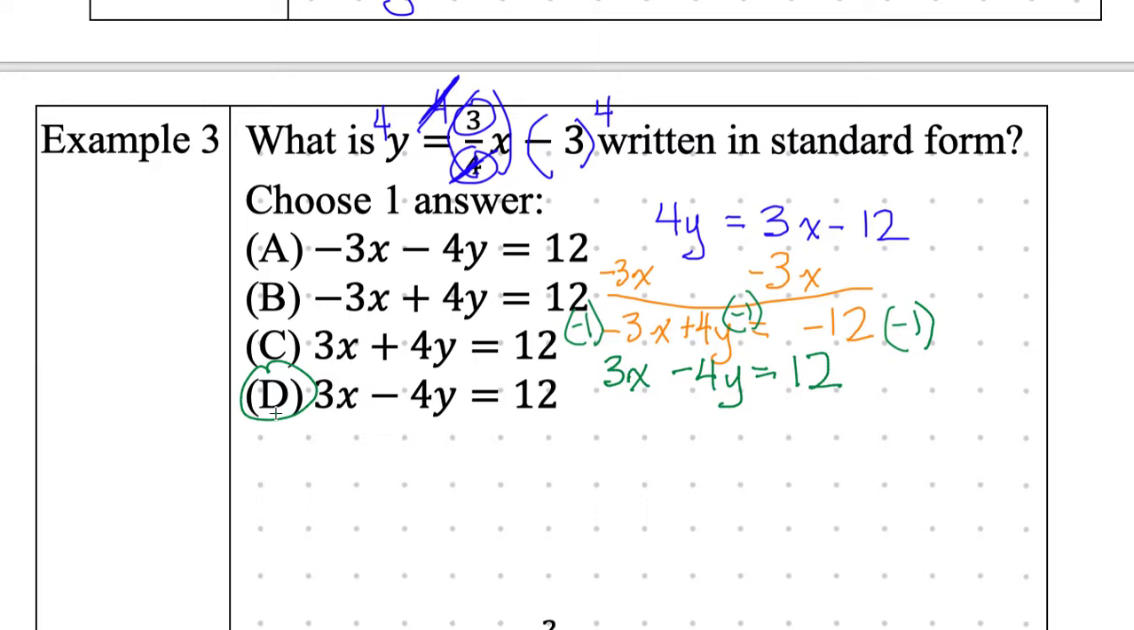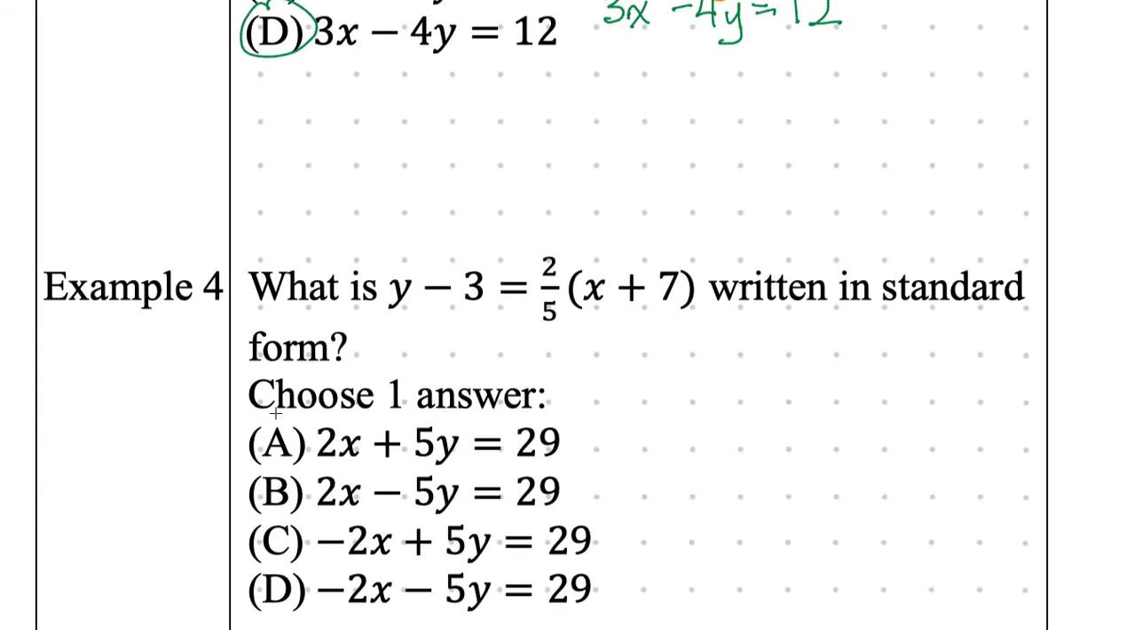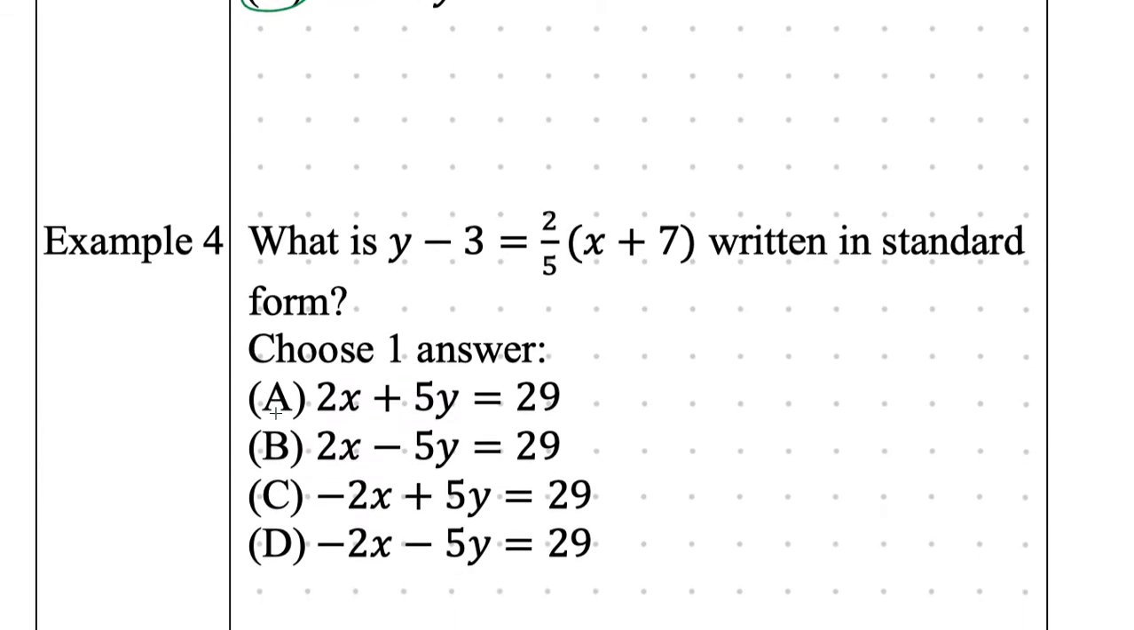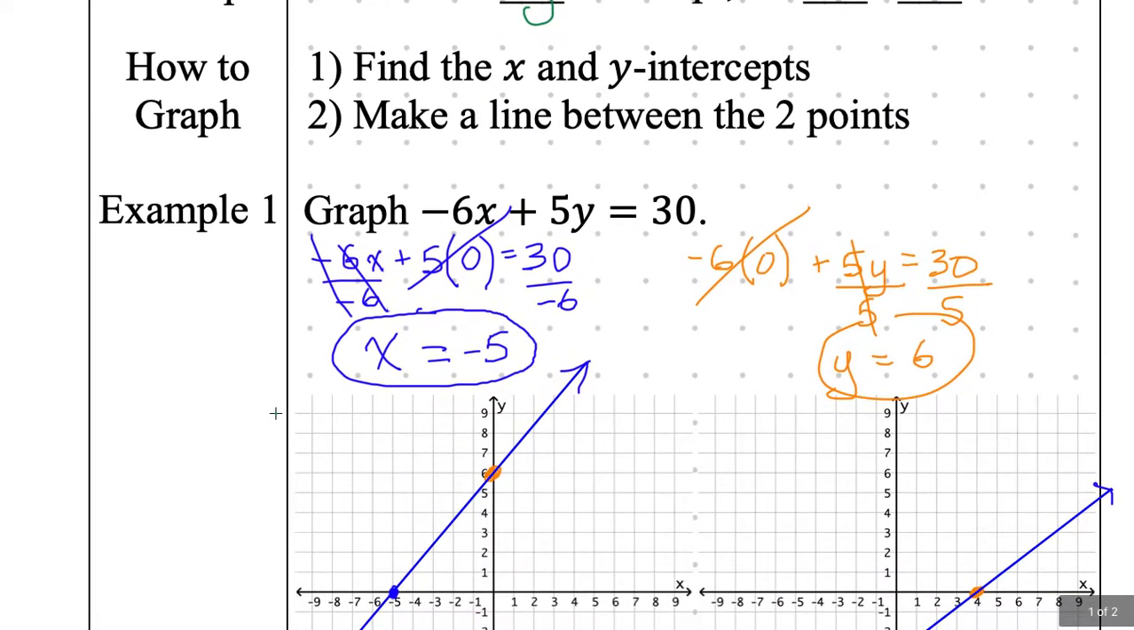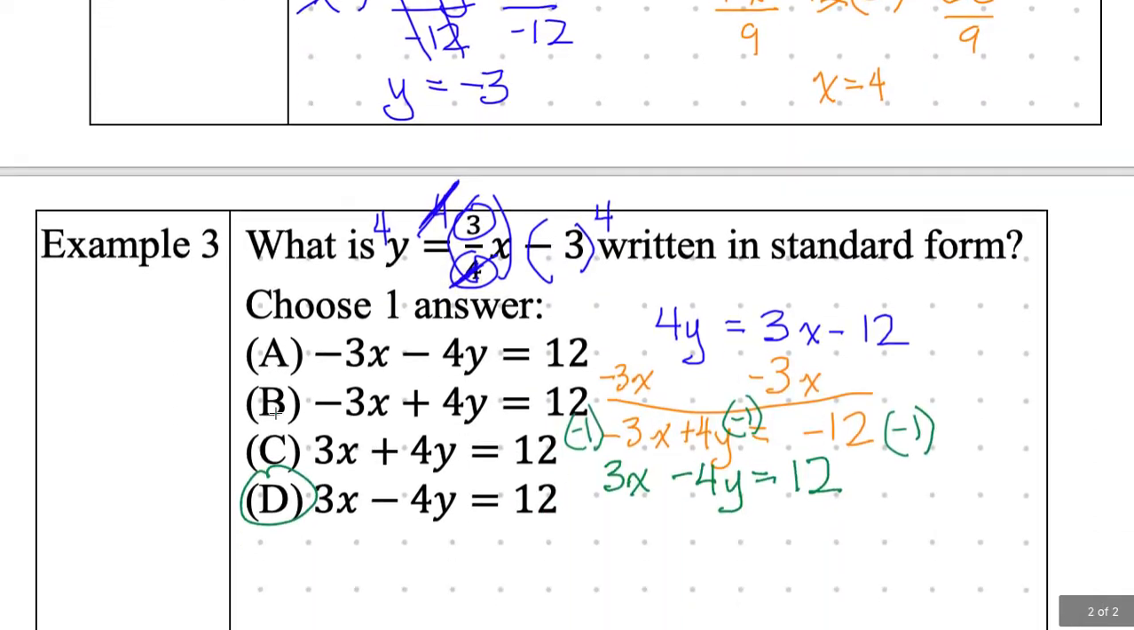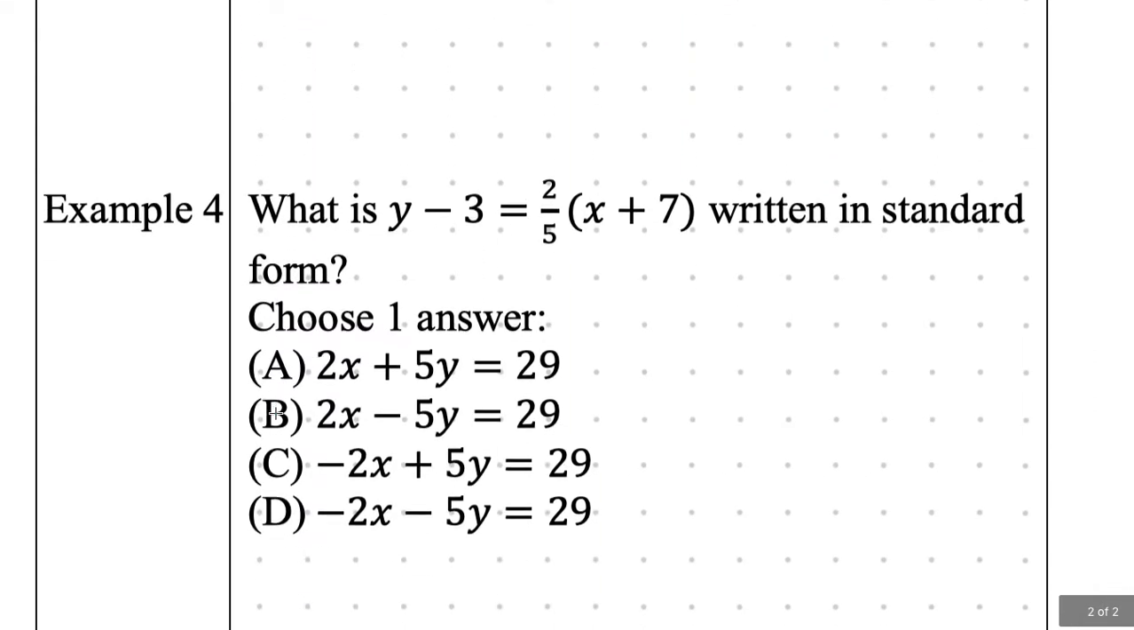So you guys, on your own, try example 4. After you do example 4, check with a neighbor. Then you may begin on the homework assignment on Khan Academy. There are 2 assignments up. One assignment based on example 1 and 2, graphing, and one based on example 3 and 4, where you have to rewrite it into standard form.